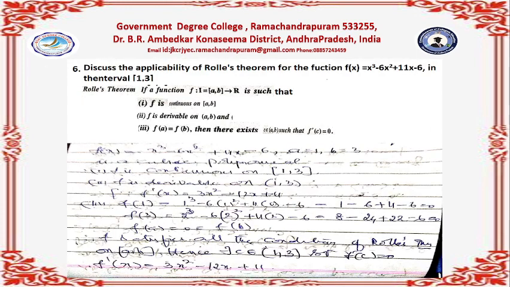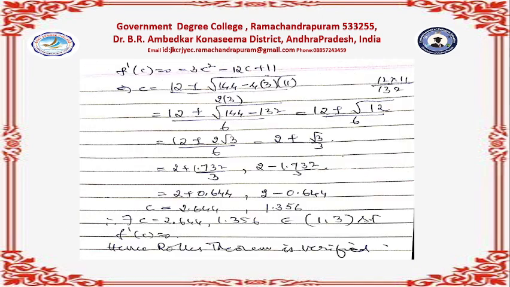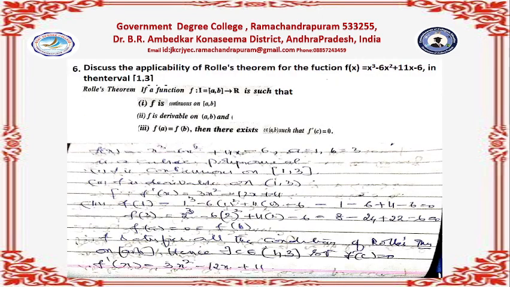Now discuss the applicability of Rolle's theorem for the function f of x is equal to x cube minus 6x square plus 11x minus 6 in the interval 1, 3. So what is given here? We are going to see the applicability of Rolle's theorem for the function in the interval 1, 3, or we are going to check whether Rolle's theorem is applicable for this particular function in the given interval. What is the statement of Rolle's theorem?